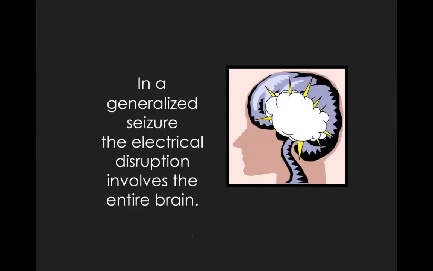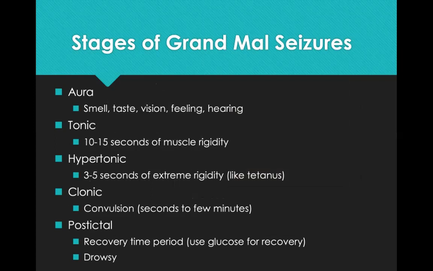So we're going to go back now to our generalized seizure, the grand mal seizure, in which there's just electrical disruption that's involving the entire brain, not just sections of it. So what are the different stages that we will see? Because it does go through these stages and it goes through them in order. So when you're seeing somebody having a seizure and you are familiar with these different stages, it can let you know where we are at within this process.